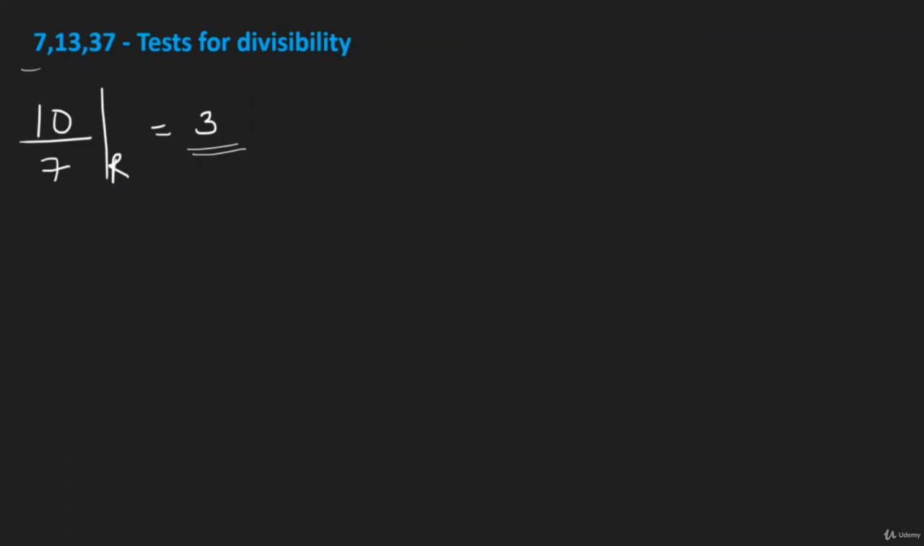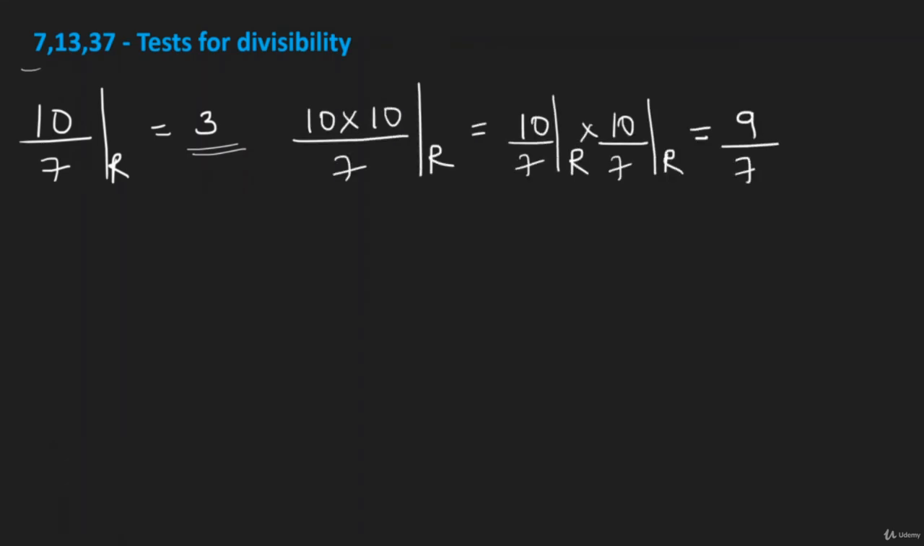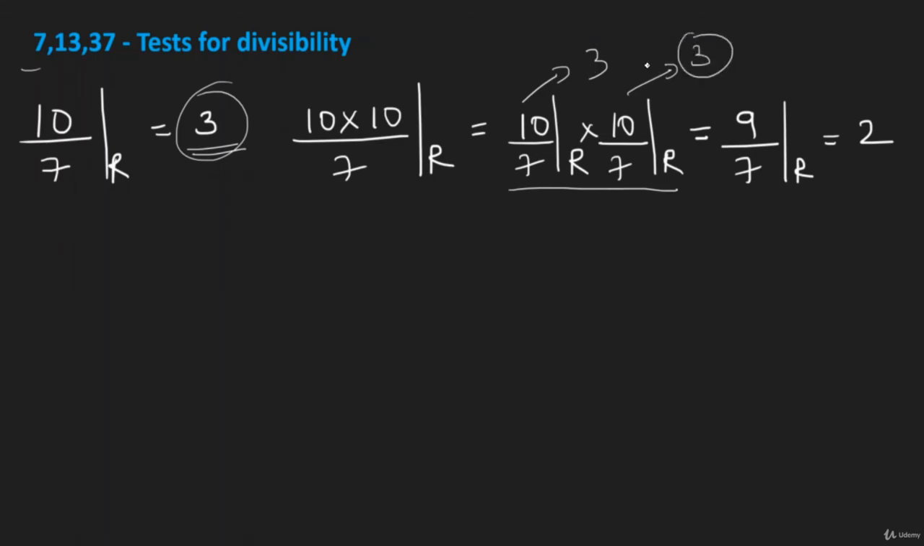Now if I do 100 by 7, that's 10 into 10 by 7. I can split it like this, right? 10 by 7 remainder into 10 by 7 remainder. Over here I'll get a remainder of 3, because that's what we have seen over here. Similarly over here I'll get a remainder of 3, and that comes to 3 into 3, which is 9. 9 by 7 remainder gives me 2. It goes one time, so 9 is 1 into 7 plus 2. Alright, so 10 by 7 gives me a remainder of 3. 100 by 7 gives me a remainder of 2.